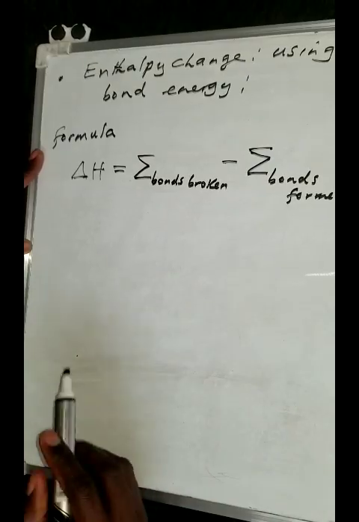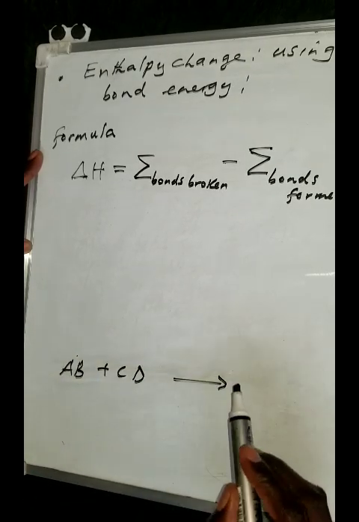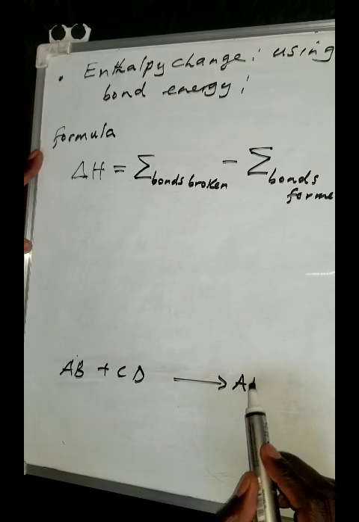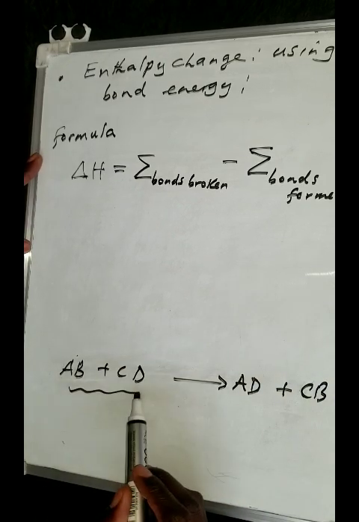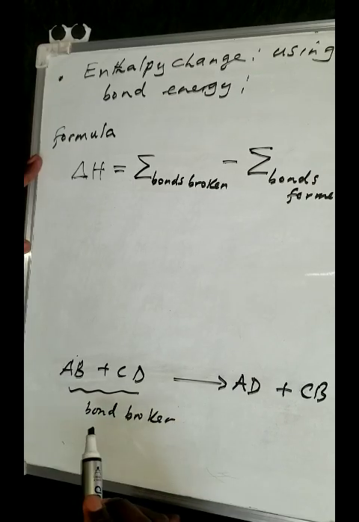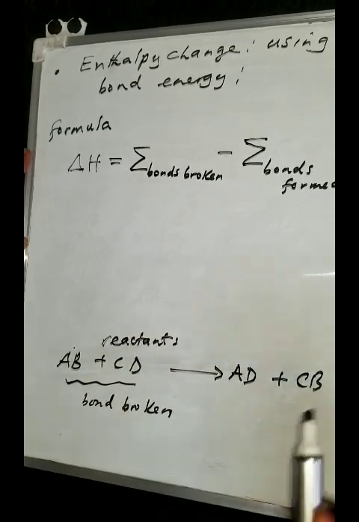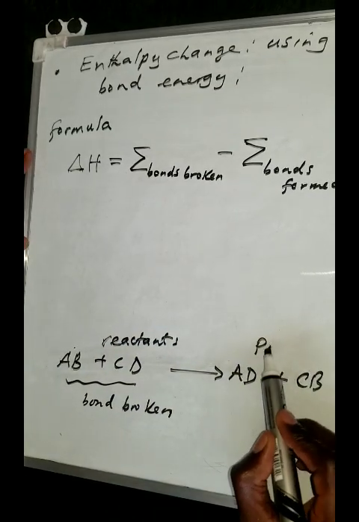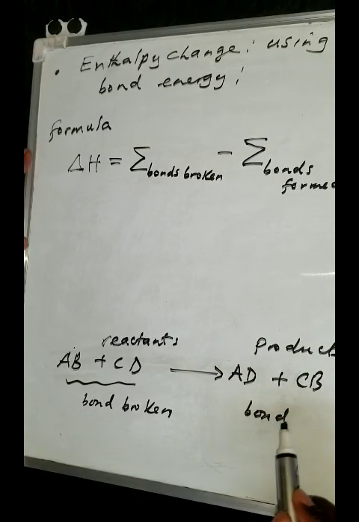Let me maybe illustrate it nicely like this. You have AB plus CD, but you form A D and you form maybe C B there. It simply means that on the reactant side, bonds are actually broken. So on the reactant side, you find that bonds are going to be broken. Then on the product side, bonds are actually being formed.